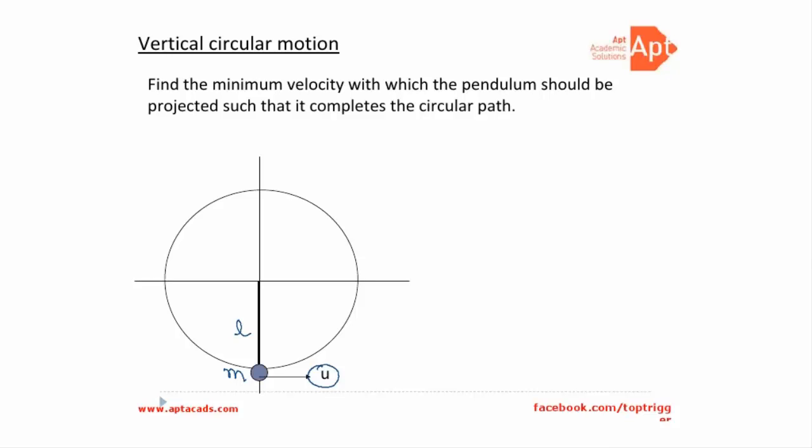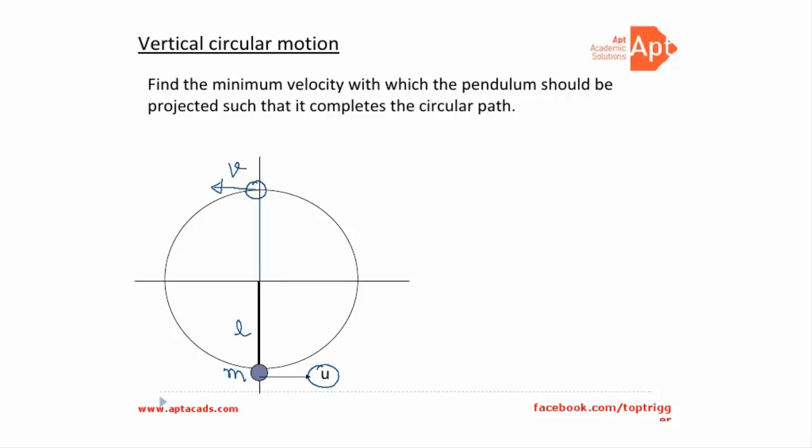So the pendulum should reach the topmost point. The pendulum should not slack in between, neither here in the first quadrant nor in this quadrant. So let's say that somehow the pendulum manages to reach this topmost point, and let's say that the velocity at the topmost point is represented as v.